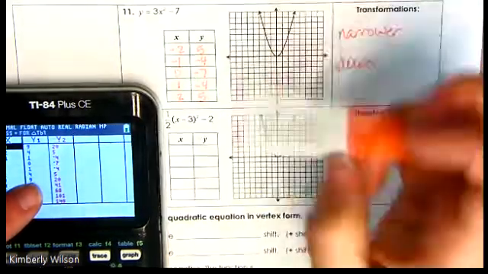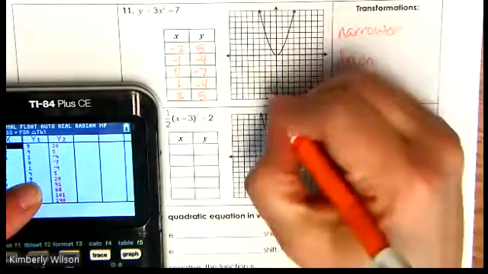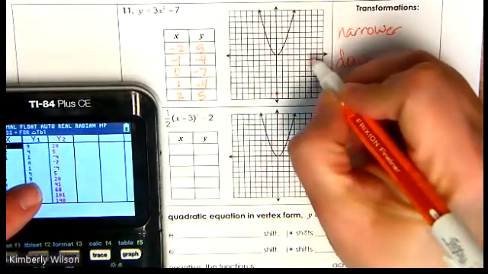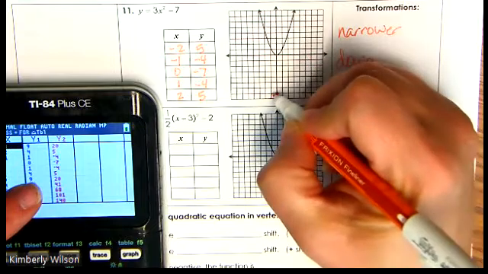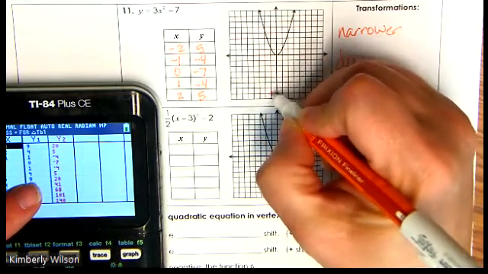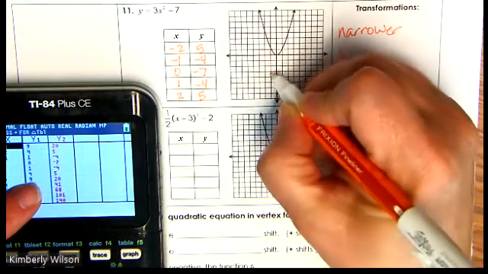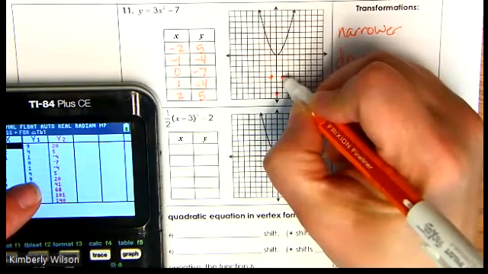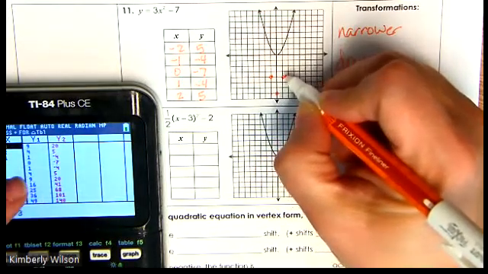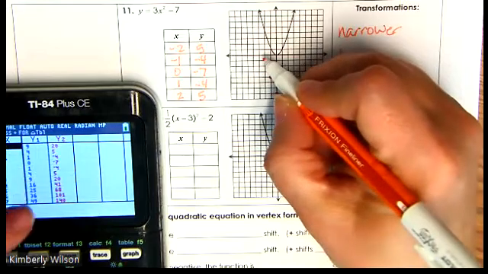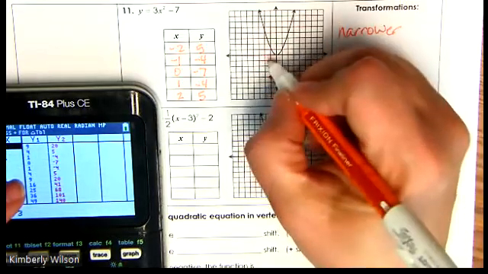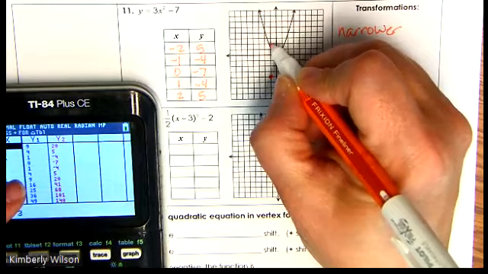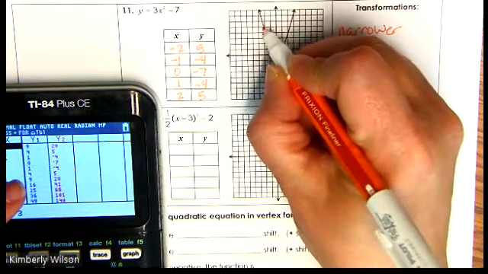And we plot them. Oops. -1, -4. And here's the one on the other side. And then there's -2, 5. 4, 5.